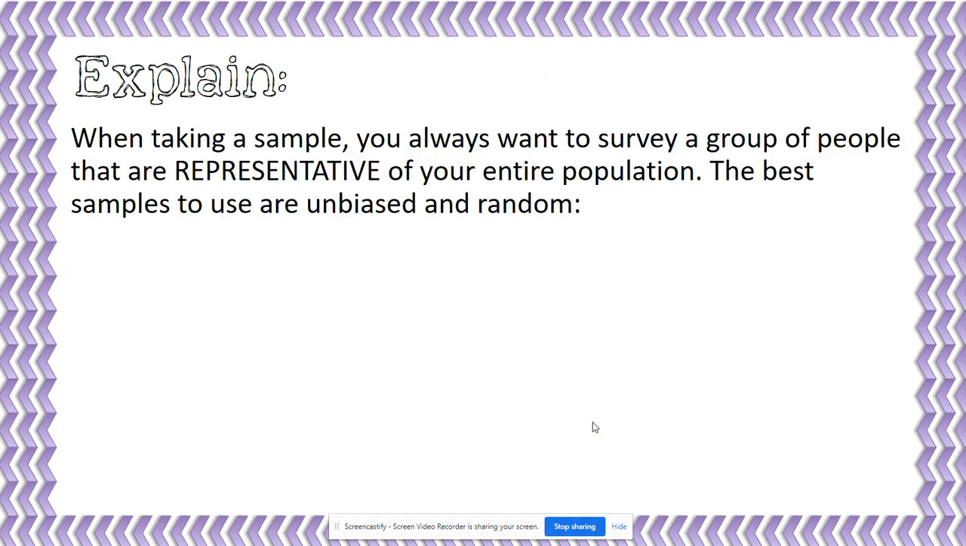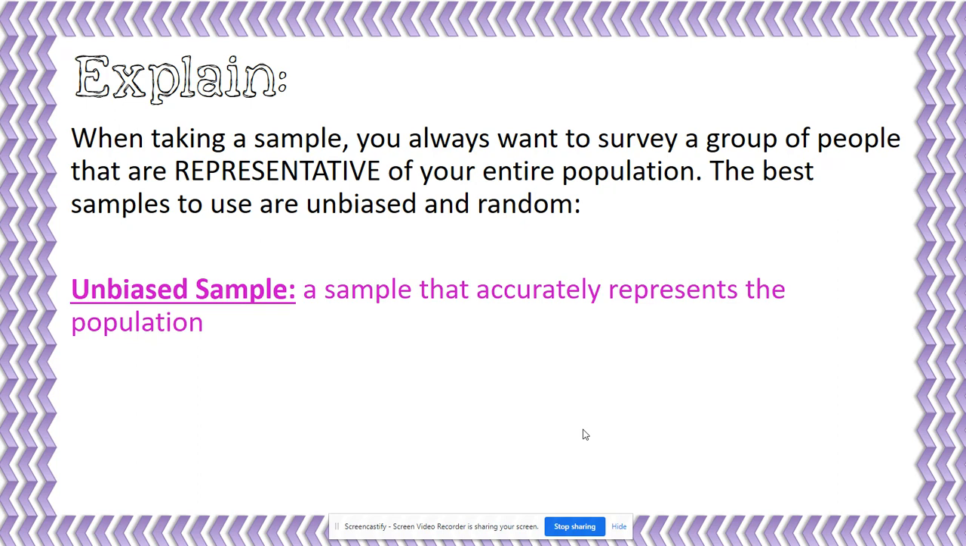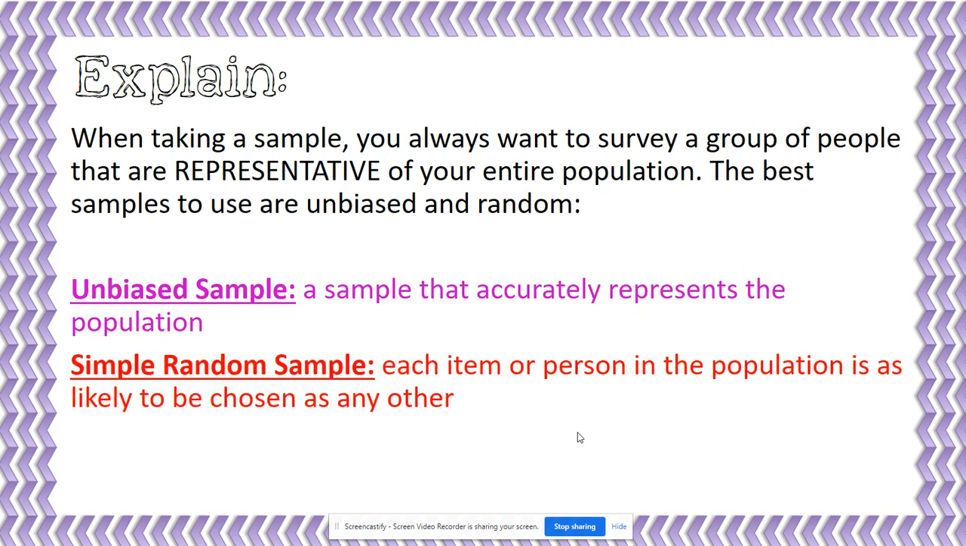When we take a sample, we want to make sure that we always survey a group of people that is representative of the entire population. The best types of samples to use are those that are unbiased and random. An unbiased sample is a sample that accurately represents the population. This means that it is fair and everybody had a chance to be selected. A simple random sample is a type of unbiased sample in which each item or person in the population is as likely to be chosen as any other.